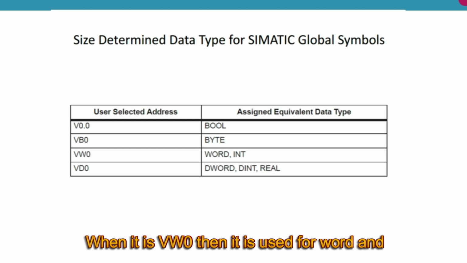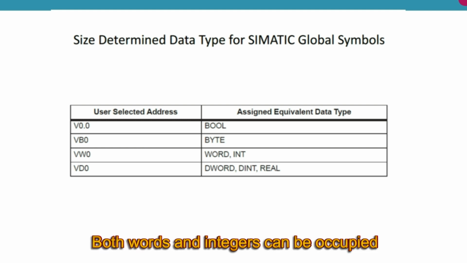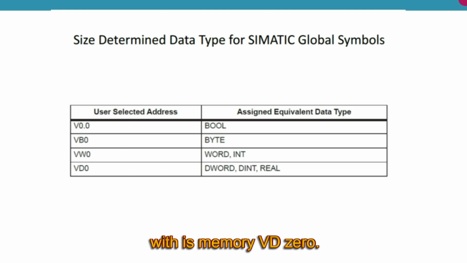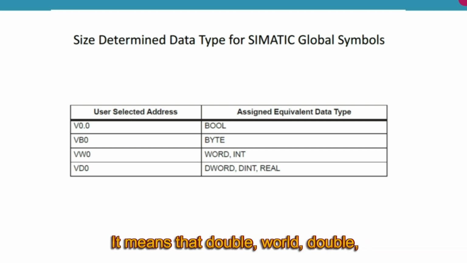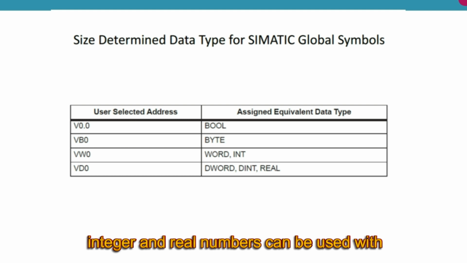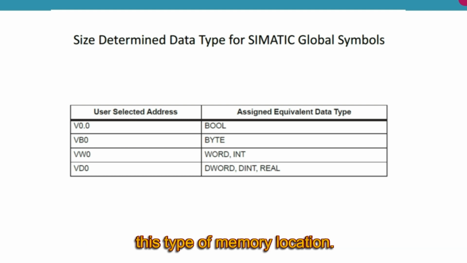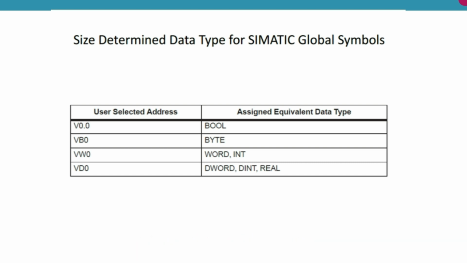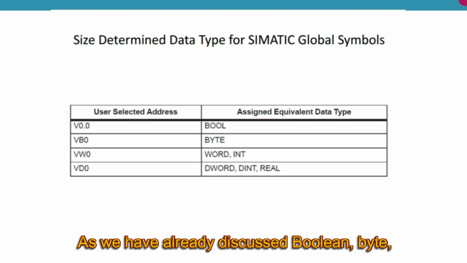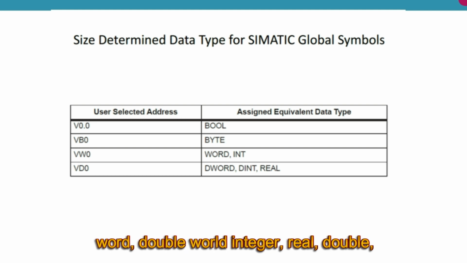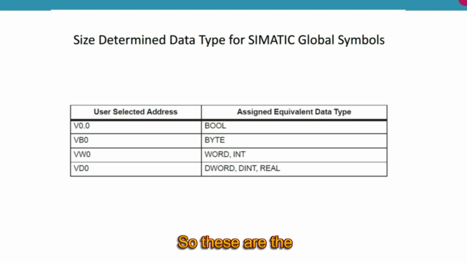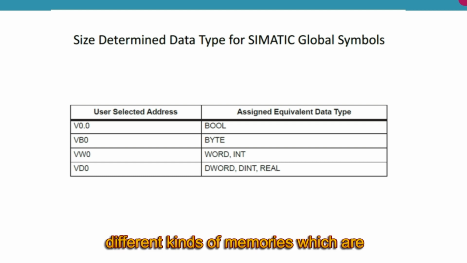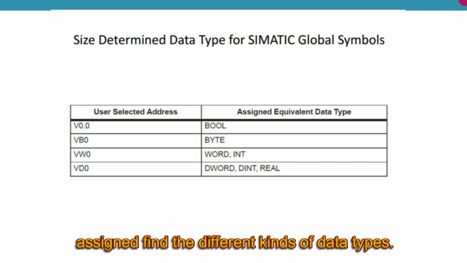When it is VW0, then it is used for word and integer. Both words and integers can be occupied with this memory. VD0 means that double word, double integer and real numbers can be used with this type of memory location. So this is memory locations, and these are its assigned data types. As we have already discussed, Boolean, byte, word, double word, integer, real, double integer numbers. So these are the different kinds of memories which are assigned for the different kinds of data types.